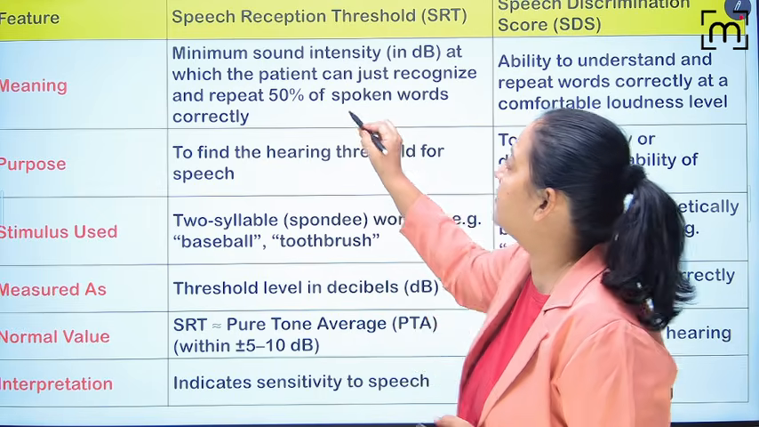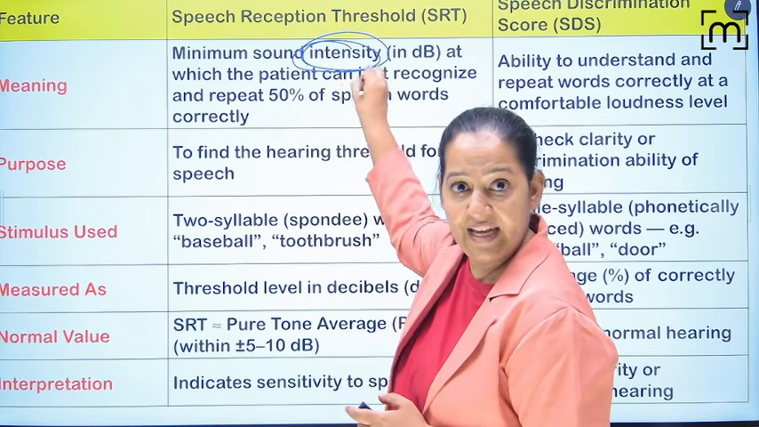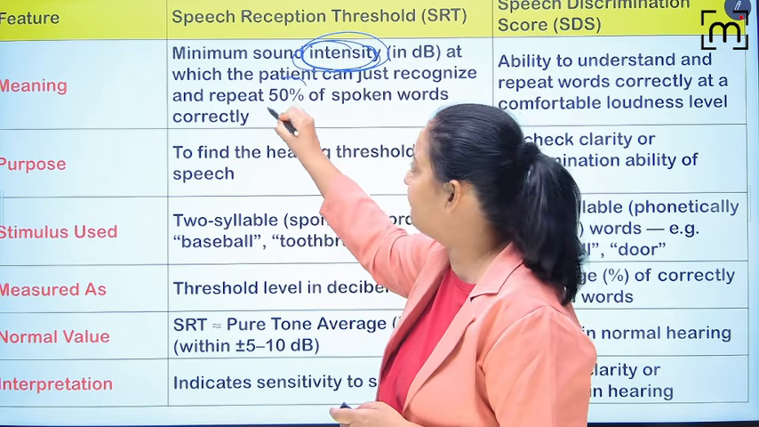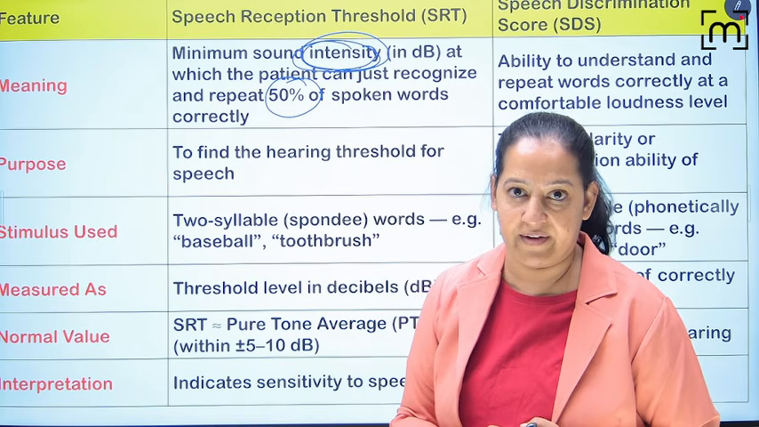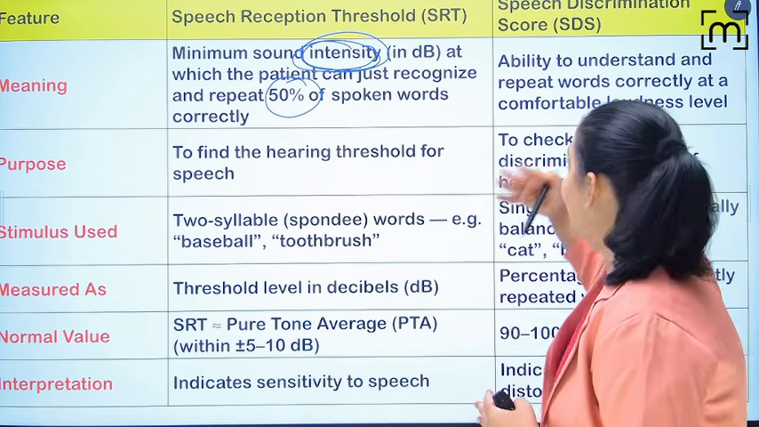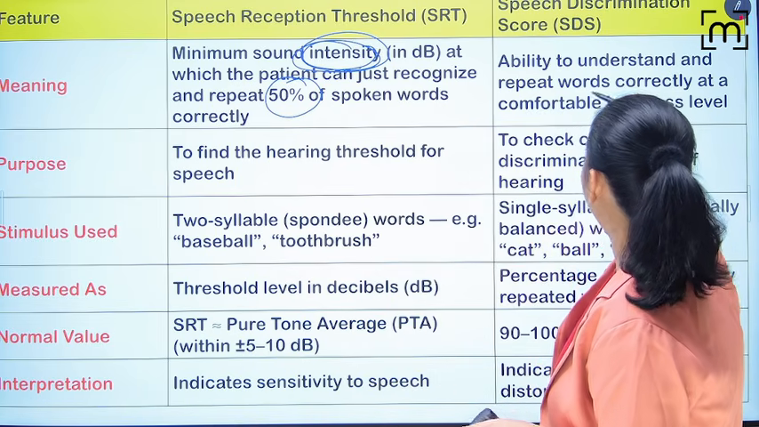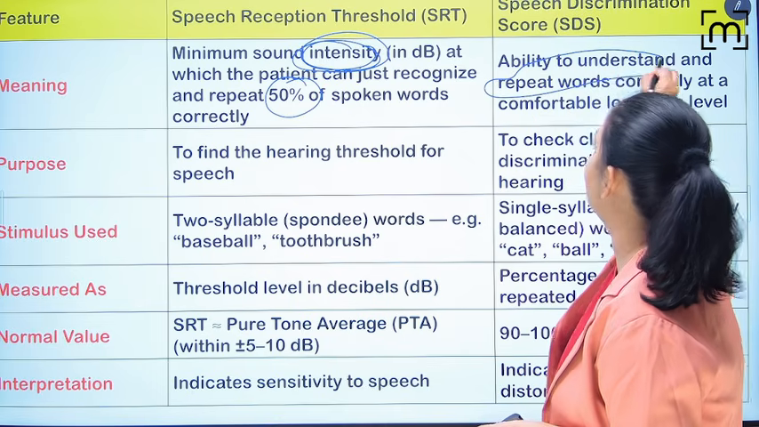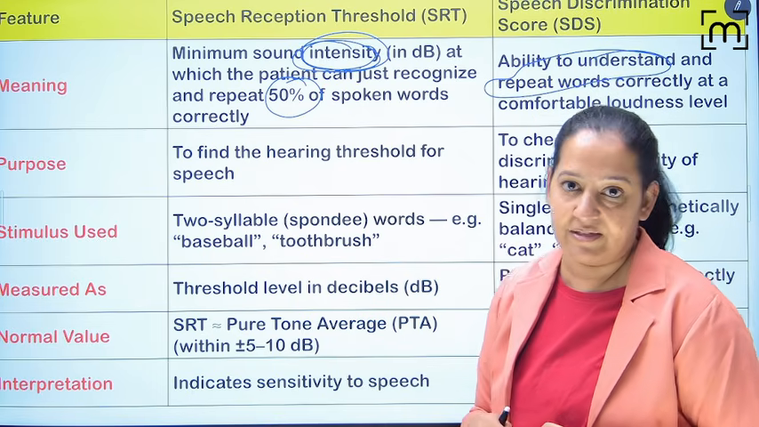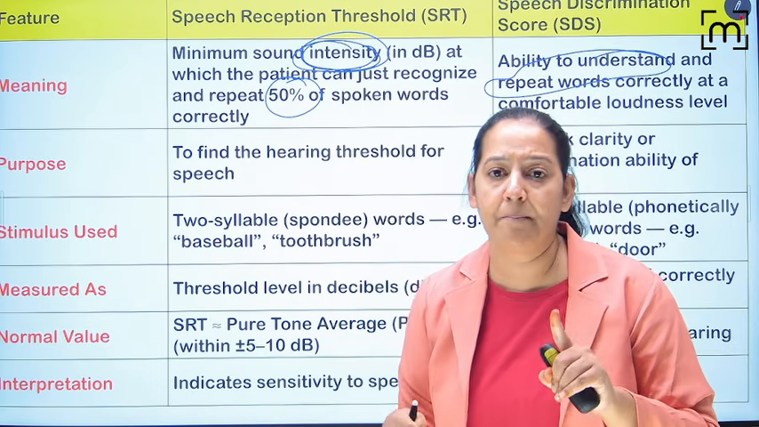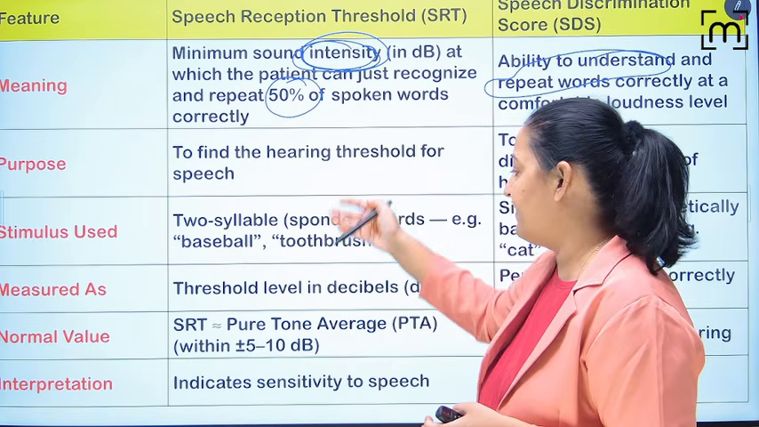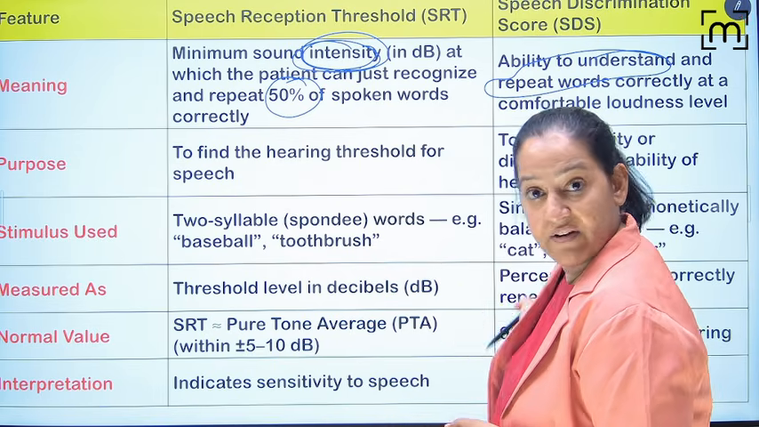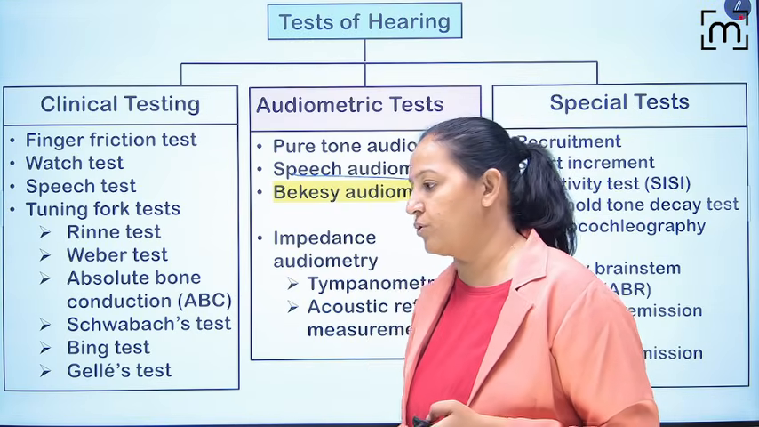Here we found the minimum intensity at which the person is repeating 50% of the bisyllabic spondee words correctly, the minimum intensity. And here we want to test the person's ability to understand and repeat the phonetically balanced words. That is single words, pin, bat, cat, like that. Okay. So here the answer is given in decibels. And here the answer is given in percentage. Okay. And I told you the use of that.